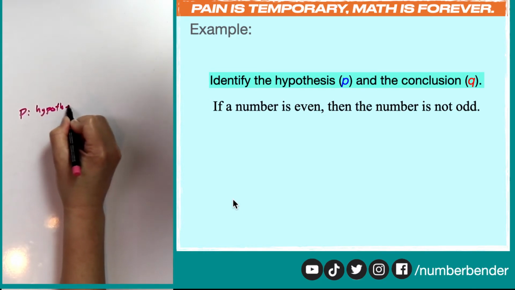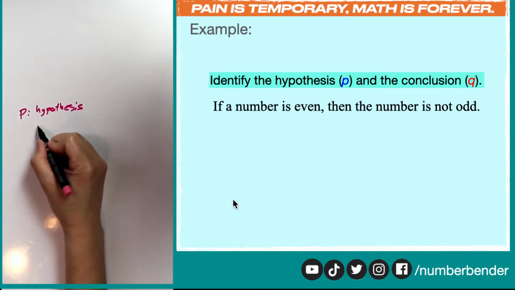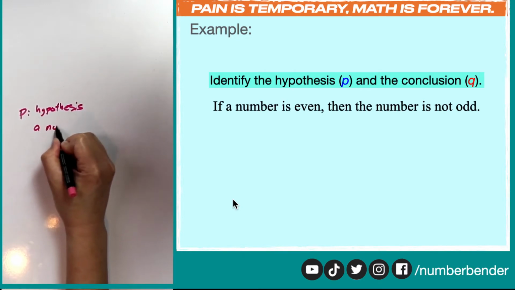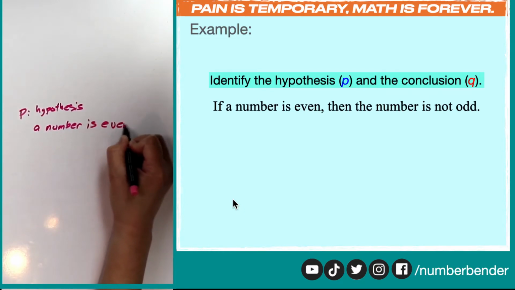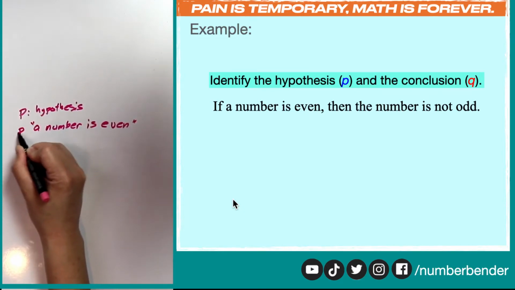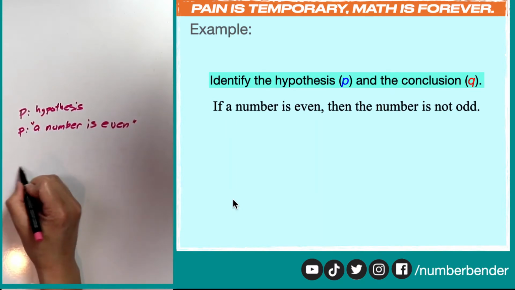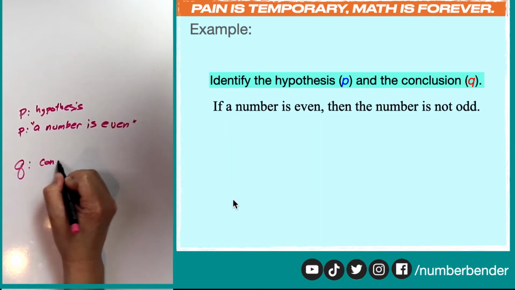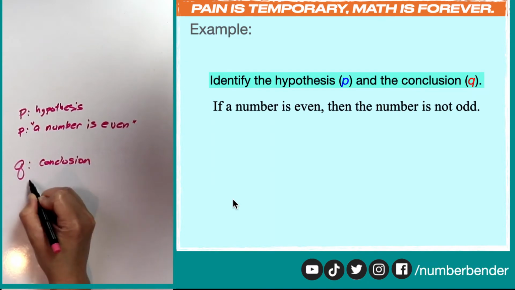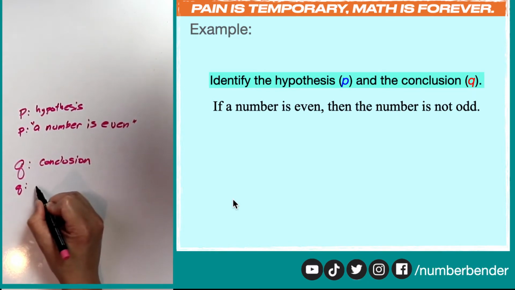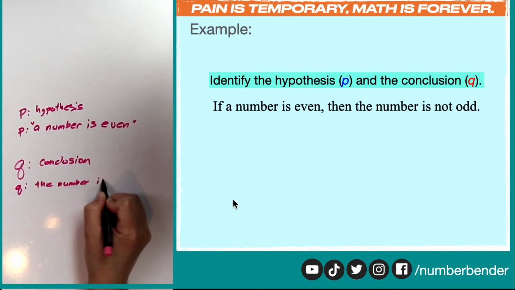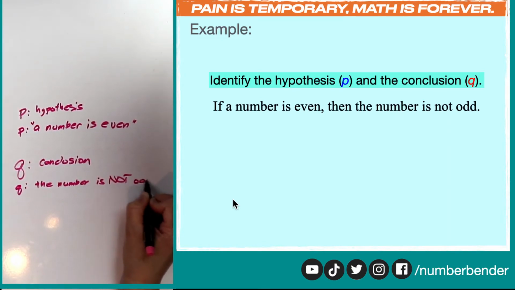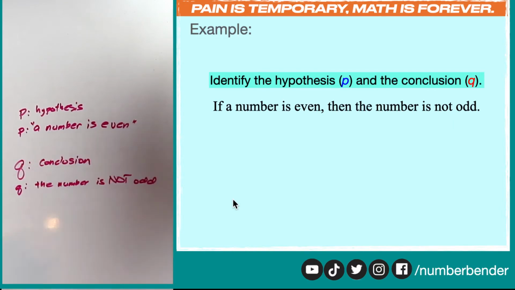Our hypothesis in this form would be a number is even. So this is our P, or our hypothesis. And for our Q, which is our conclusion, we can write Q here as the number is not odd. So this is how we identify P and Q using this statement.